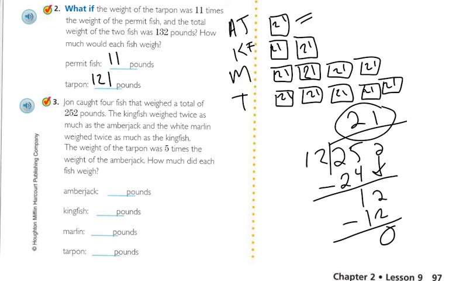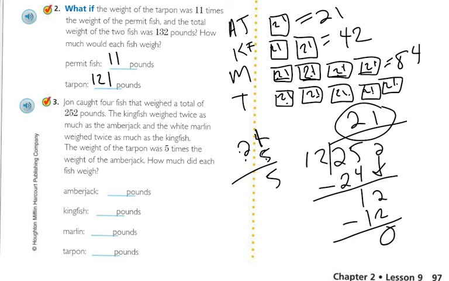And in doing so, that means my amberjack fish is 21. My kingfish is going to be 21 plus 21, which is 42. And then I have 21 plus 21 plus 21 plus 21 for my marlin fish. So that's 20, 40, 60, 80, 81, 82, 83, 84. And then my tarpon fish is 5 times 21. So I'm just going to multiply that because it'll be a little easier. 5 times 1 is 5. 5 times 2 is 10, so I get 105. So the amberjack is 21 pounds, the kingfish is 42 pounds, the marlin is 84 pounds, and the tarpon fish is 105 pounds.